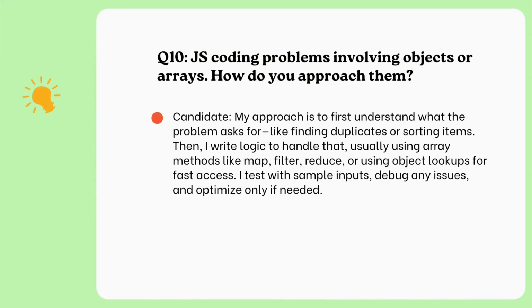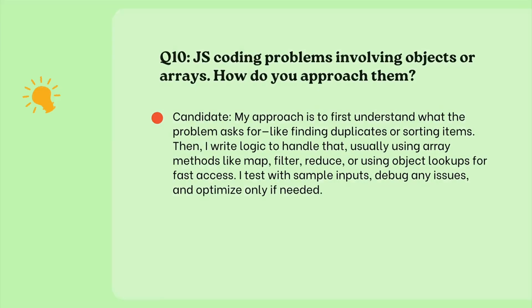Okay, let's move further. JS coding problems involving objects or arrays. How do you approach them? My approach is to first understand what the problem asks for, like finding duplicates or sorting items. Then I write logic to handle that, usually using array methods like map, filter, reduce, or using object lookups for fast access. I test with sample inputs, debug any issues, and optimize only if needed.